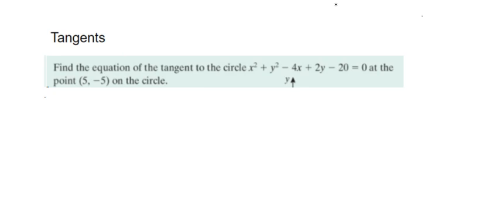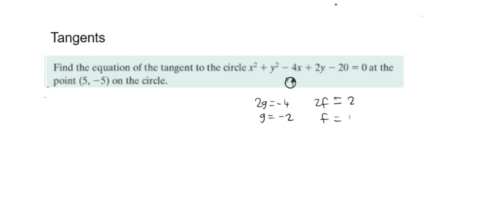Hi folks, so this is parallel tangents on a circle. This is a circle, so I'm going to work out what the radius and what the centre are first of all. So 2g is equal to minus 4, so therefore g is equal to minus 2, and 2f is equal to 2, so therefore f is equal to 1.